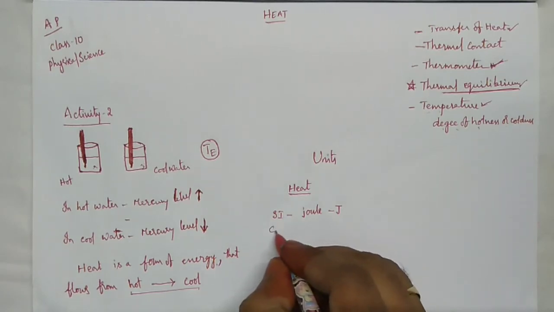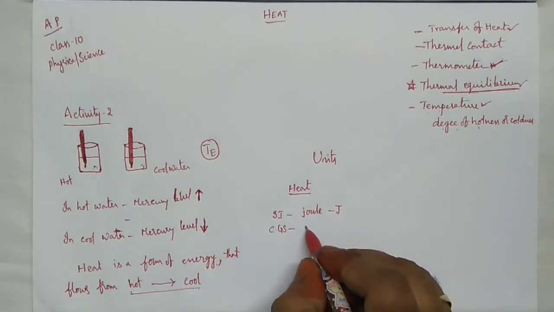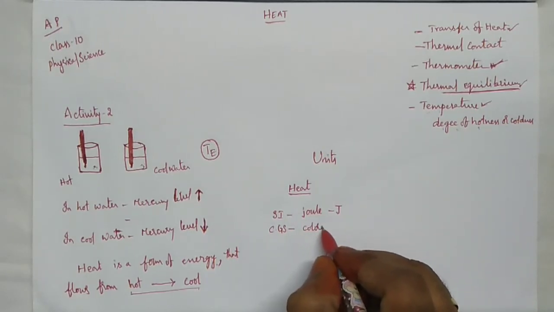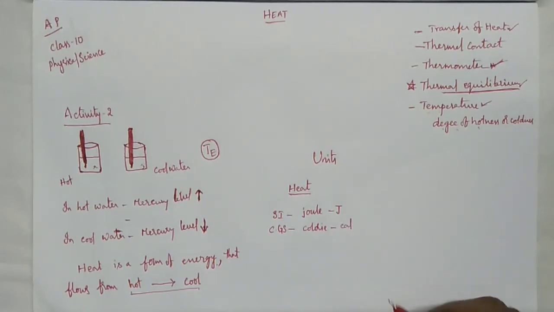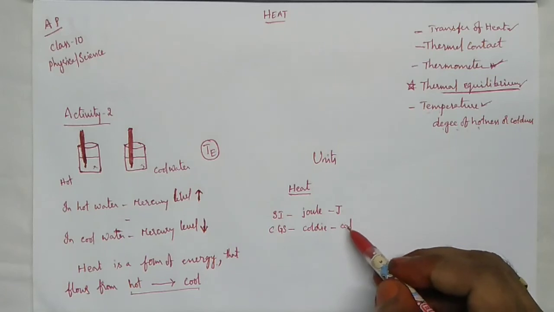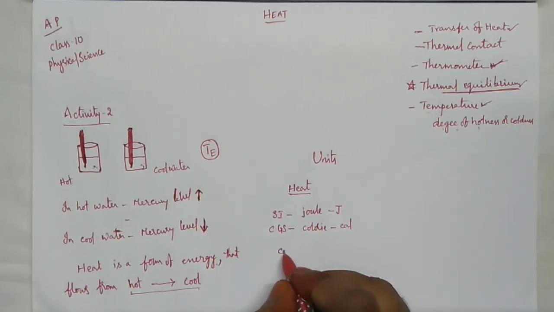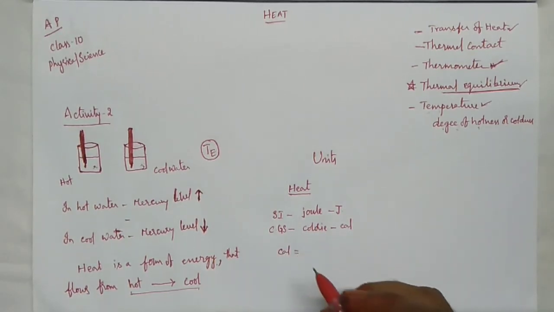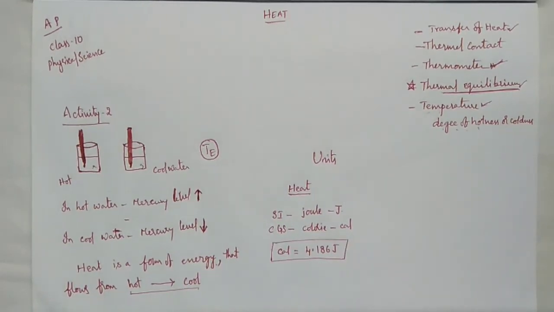What about the CGS units of heat? CGS unit is calorie. You can write it simply as cal, calorie. The relation between these two, the SI unit of heat and the CGS unit of heat, is given like this: 1 calorie is equal to 4.186 joule. Now we may be understanding what is called calorie.